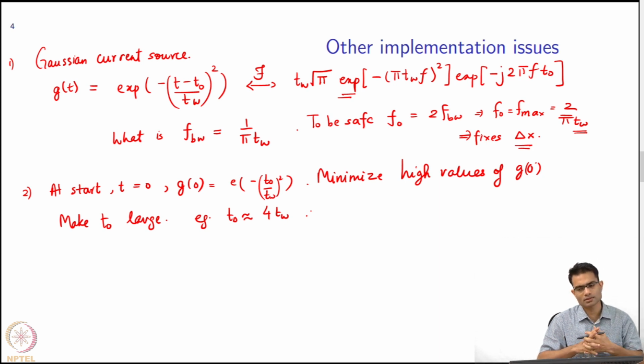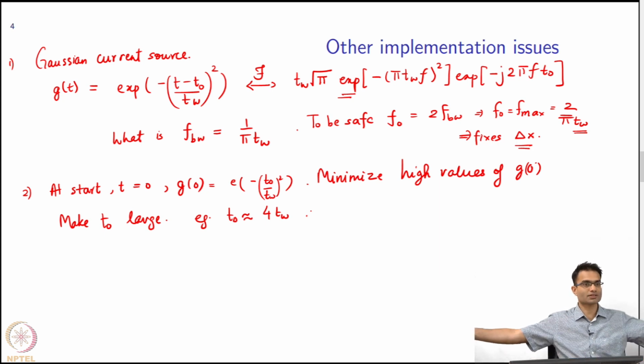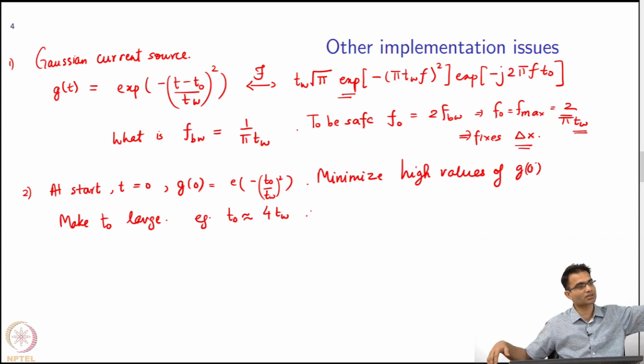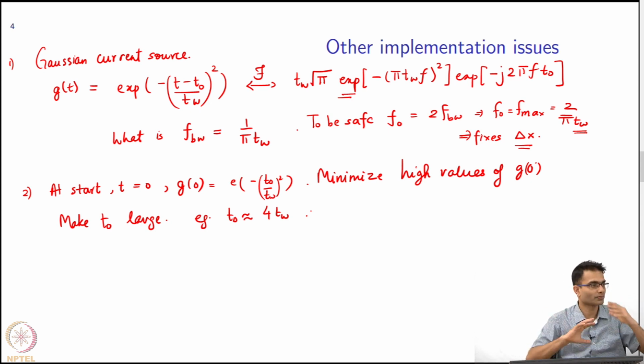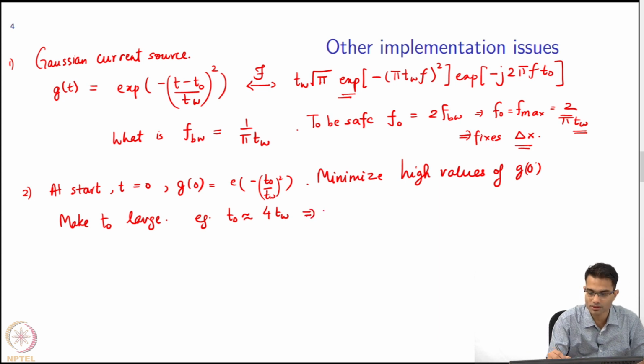Discretization, how does that change with T naught? Discretization is fixed the moment I fix TW. What is the price that I am paying by setting T naught equal to this? My simulation time has increased. I have to start all the way from when the source is very low in value. I could not have started just at the peak. I have to go back to the tail of the Gaussian, wait for it to build up, then I get a smooth frequency distribution, everything. So, the price is longer simulations.